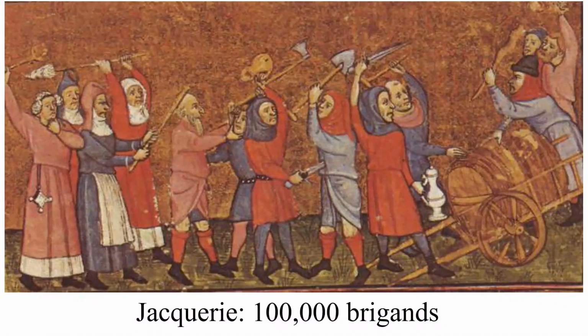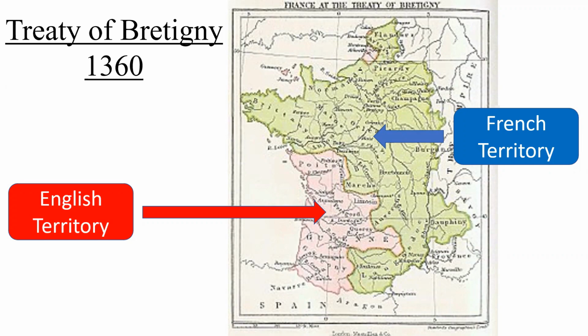Anyway, on to the next slide, which is the Treaty of Bretigny, signed in 1360, and it marked the high point of English territorial expansion in the 100 Years' War, and it bought 9 years of peace.